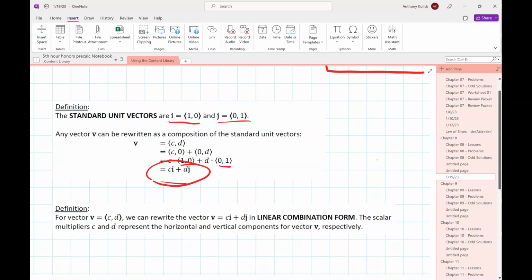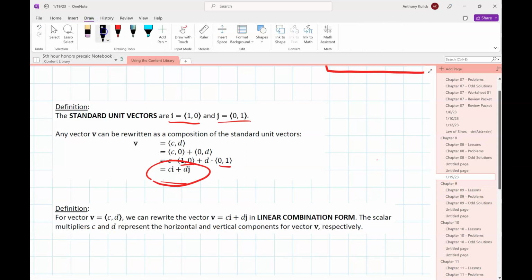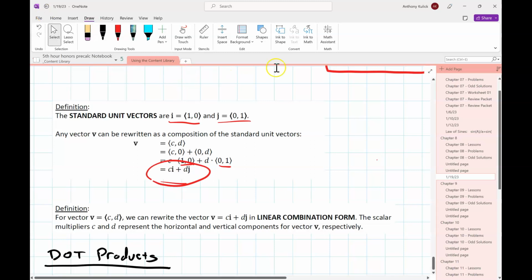All right. We're going to stop here. The next thing up is going to be talking about dot products. That's going to be our other analog to multiplication with vectors. So we have scalar multiplication, and we're going to have this dot product operation. But that's for next time.